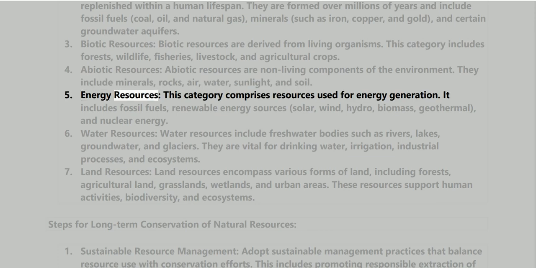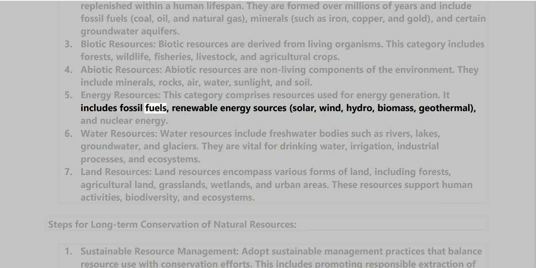5. Energy resources. This category comprises resources used for energy generation. It includes fossil fuels, renewable energy sources, solar, wind, hydro, biomass, geothermal, and nuclear energy.